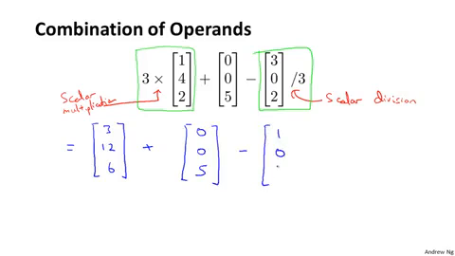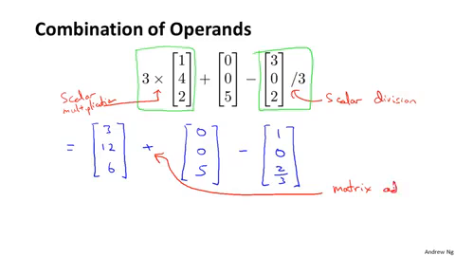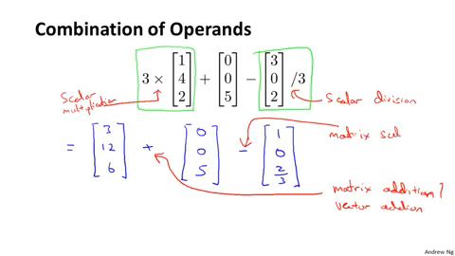1, 0, 2/3. And again, just to make sure we understand what's going on here, this plus symbol is matrix addition. Since these are vectors, and remember vectors are special cases of matrices, we can also call this vector addition. And this minus sign here is again matrix subtraction, but because this is really a 3 by 1 matrix, which is actually a vector, we can call this vector subtraction as well.